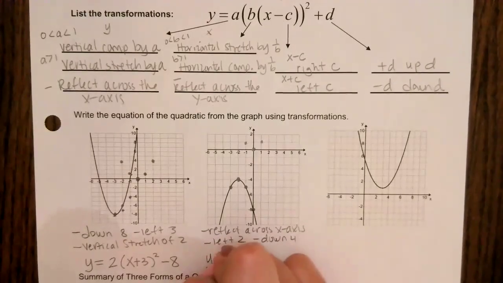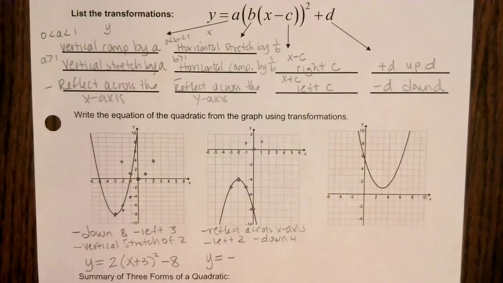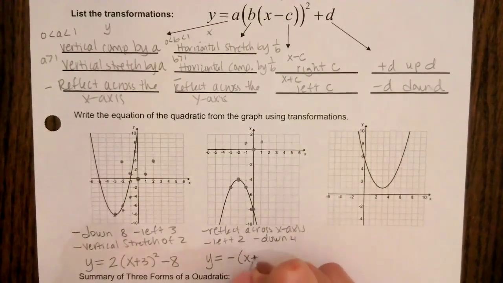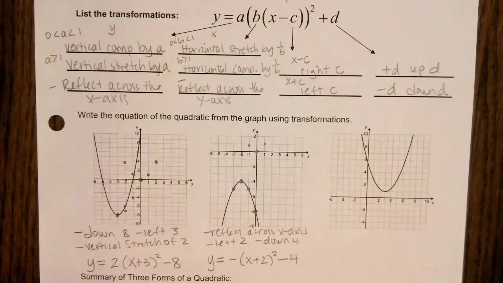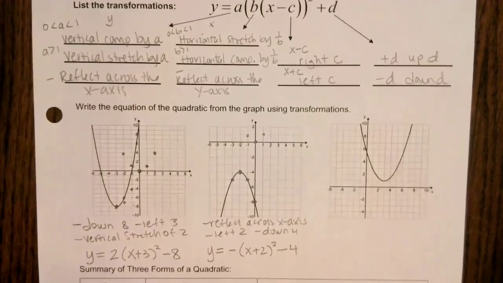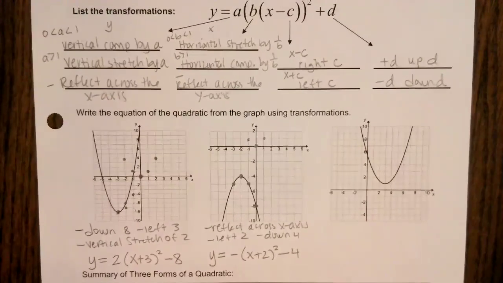And so my equation would be y equals a negative, because that's what causes the reflection across the x-axis, times x plus 2 squared, because that makes it go left 2, and then minus 4 is the down 4. All right, if you want to try one, go ahead and pause the video and try this next one there, and see if you can do it correctly. I'll go ahead and continue with it here.